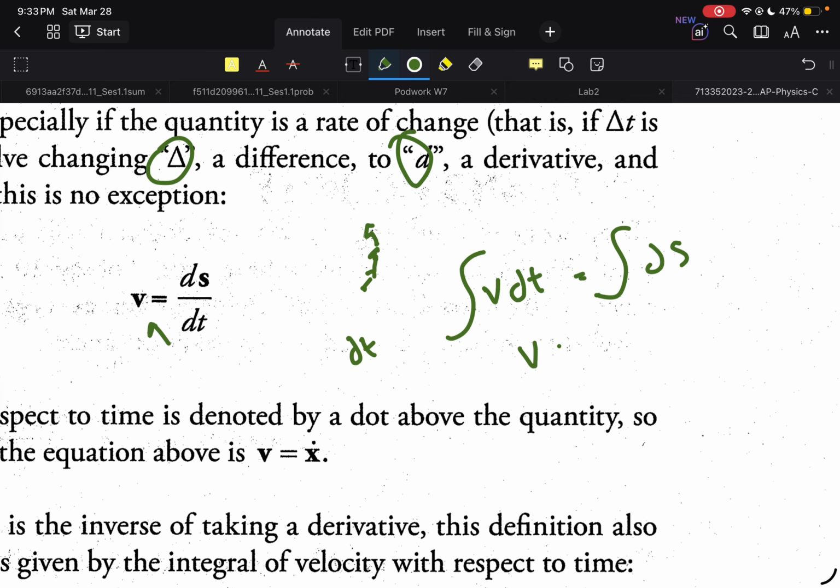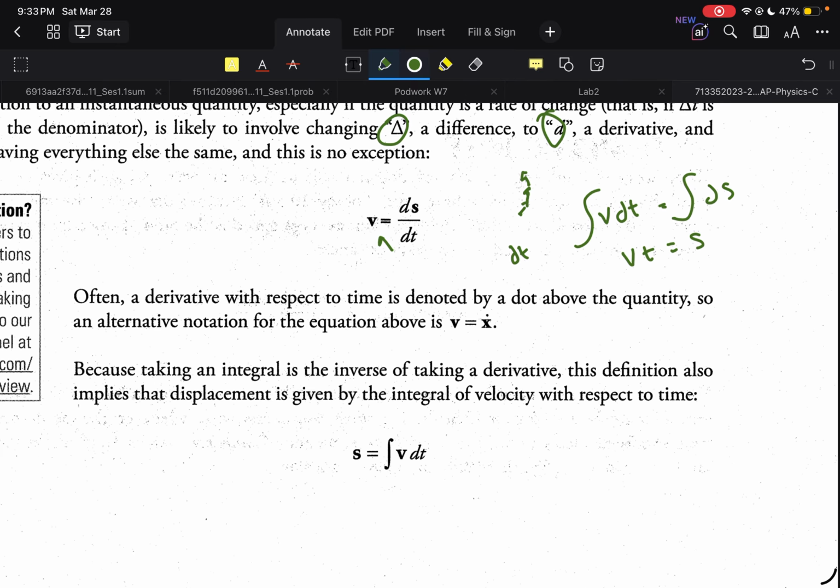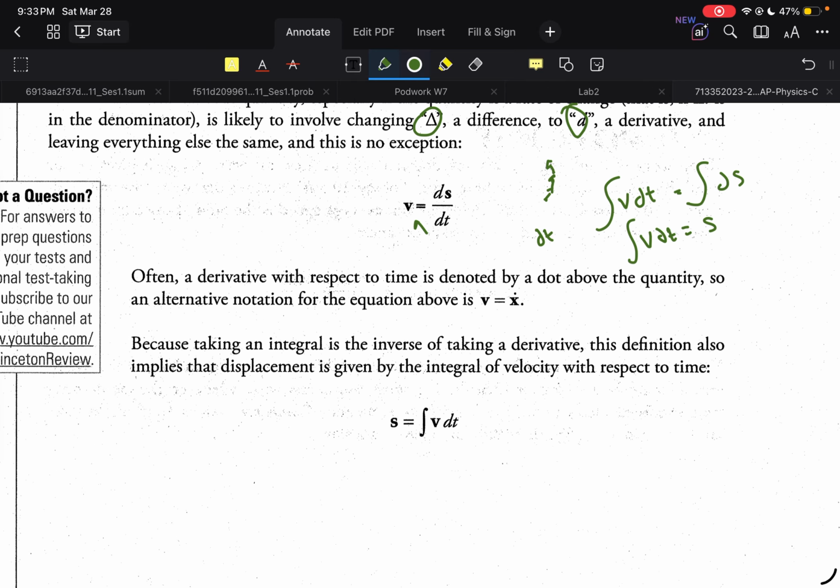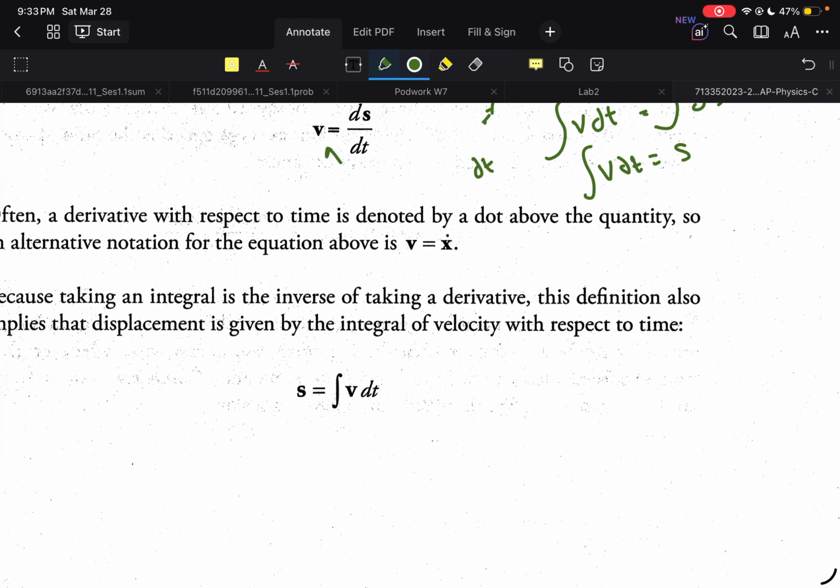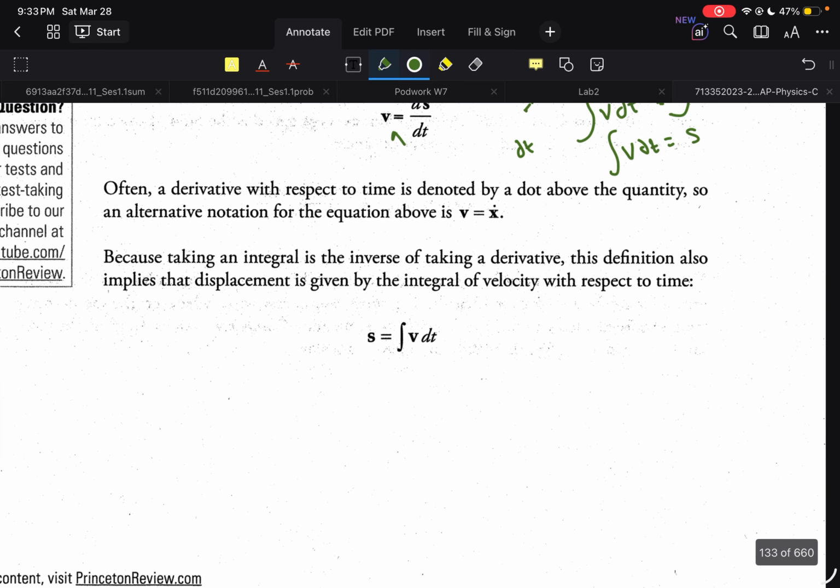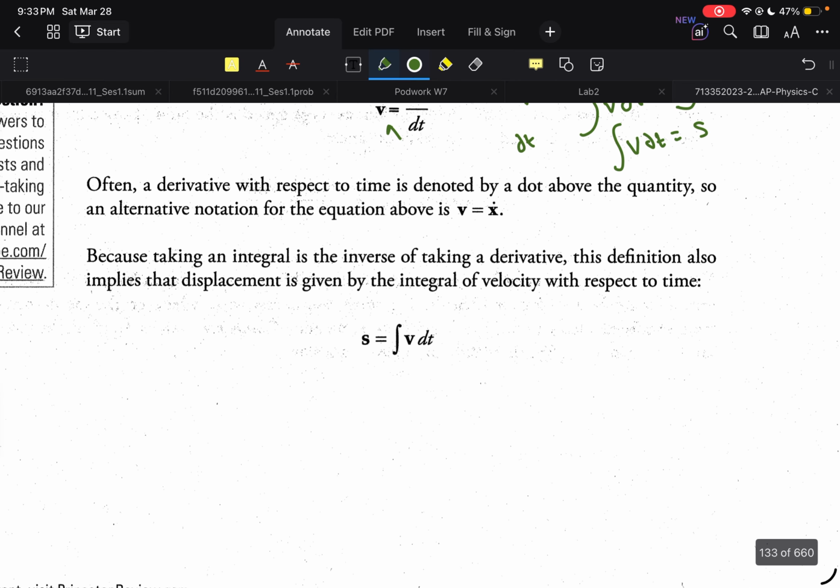So you can simply just have vt equals s, or s is equal to the integral of v dt. I forgot. I thought you could do that. Look, you forgot calc. It's been a minute. I took multi last semester, guys, and it's senior year, so chillax on me.